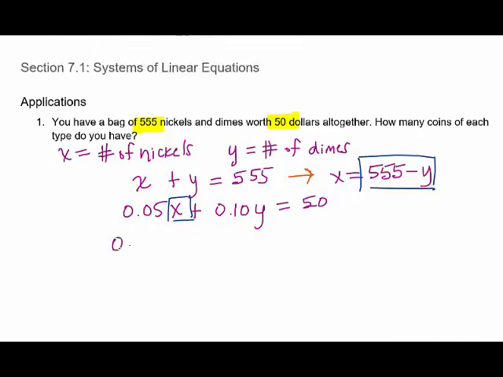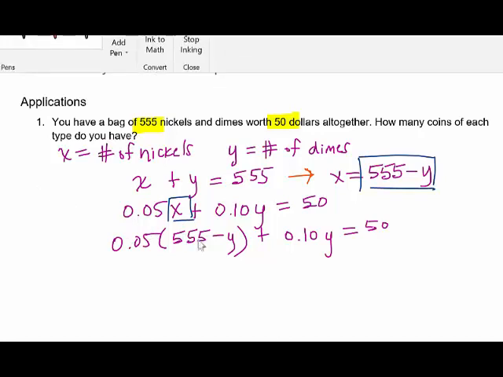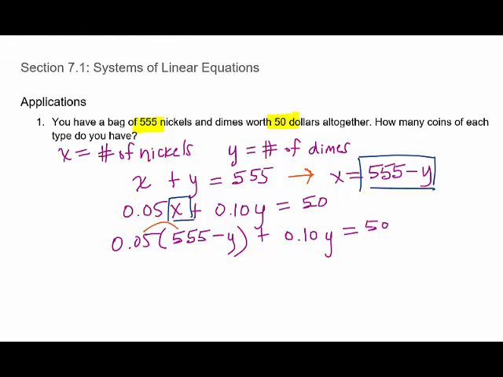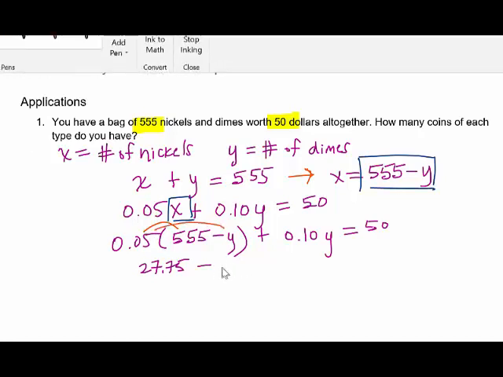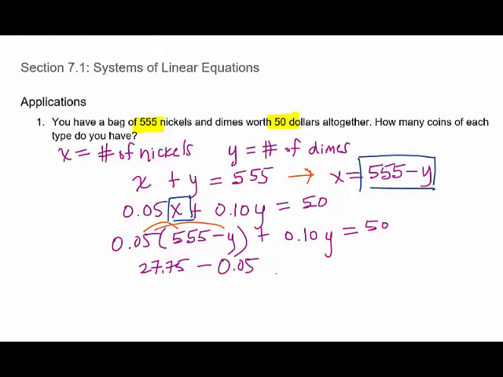And now we're going to take this expression, substitute it for x in this equation, and we get 0.05 times 555 minus y plus 0.1y is equal to 50, and distribute. Okay, so we get 0.05 times 555 is 27.75, and then minus 0.05y plus 0.1y is equal to 50, and combine like terms.